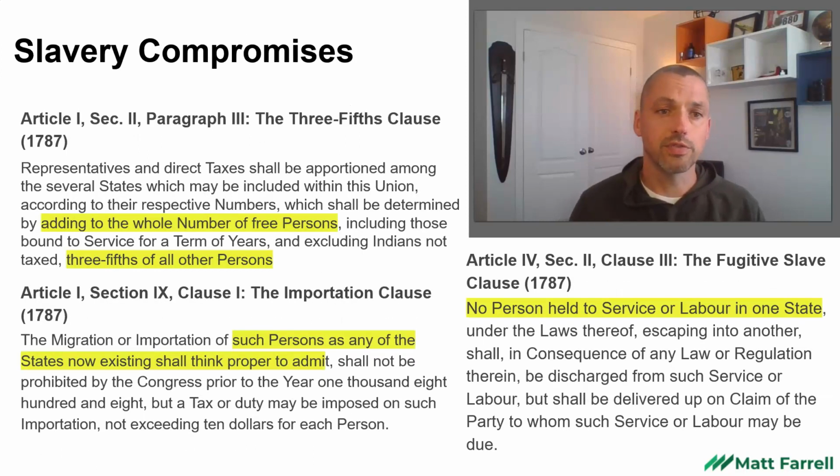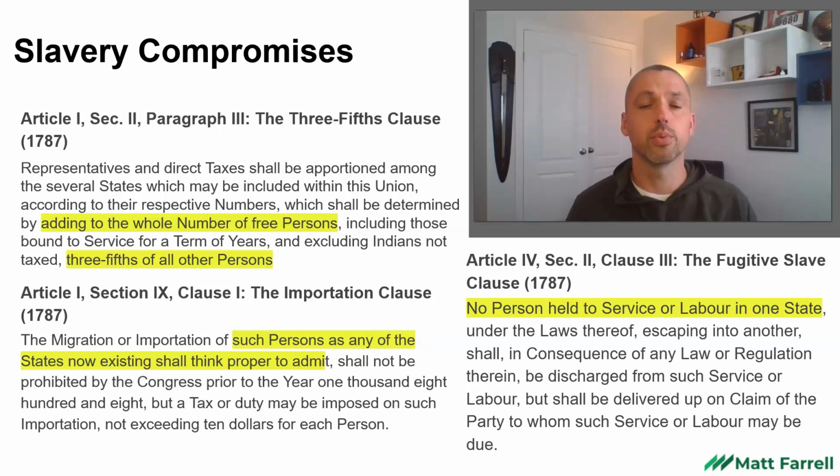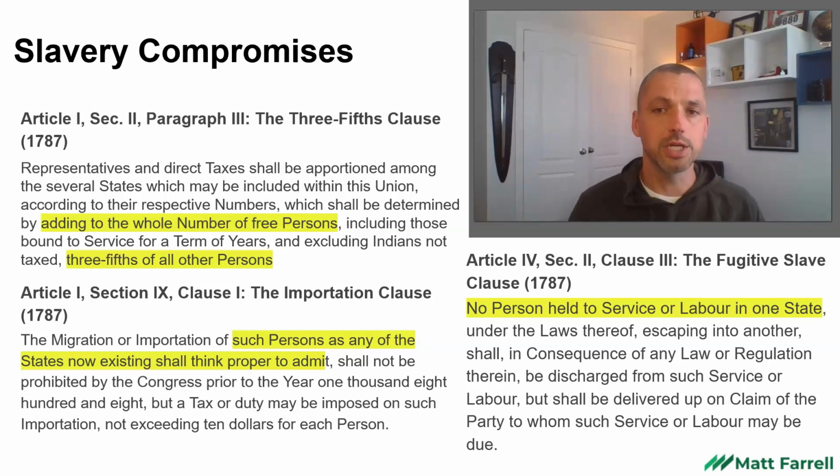In addition to the 3/5 compromise, there were some other passages in the Constitution that dealt specifically with slavery. For example, Article 1, Section 9, the Importation Clause. The migration or importation of such persons as any of the states now existing shall think proper to admit can't be banned by Congress. Congress can't ban the slave trade. And notice they went out of their way not to say slavery. They are clearly talking about slavery. Any such persons as the states want to admit.